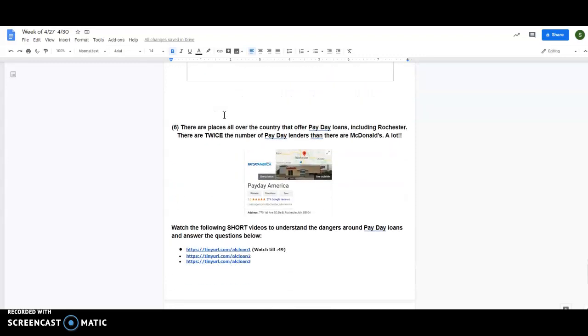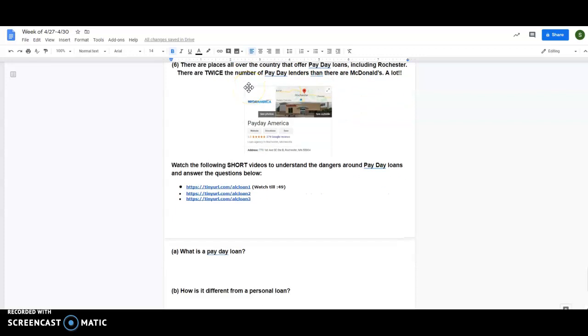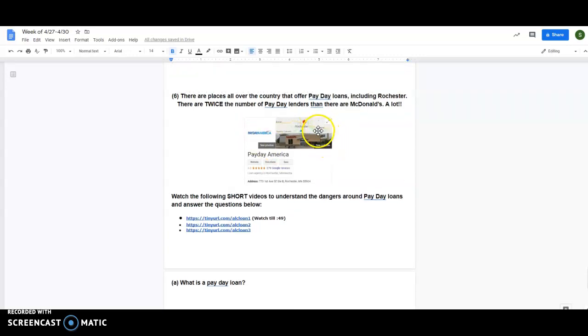Finally, you're going to learn about something called payday loans. They can be dangerous. There are more payday lenders than there are McDonald's. Actually, almost twice the number of payday lenders than there are McDonald's. So that is a lot. So I want you guys to be aware of payday loans.